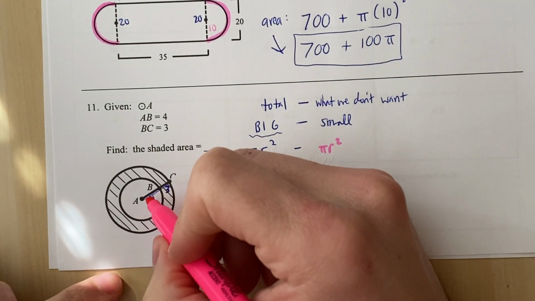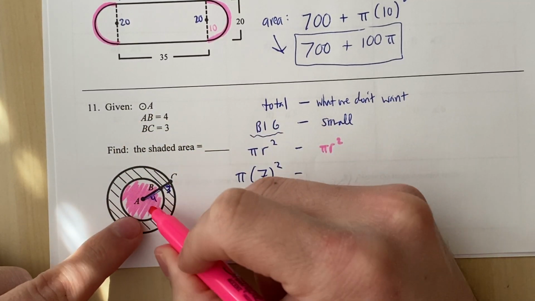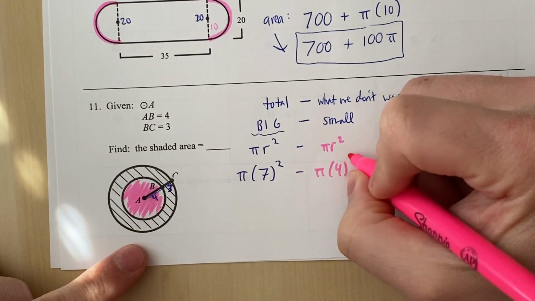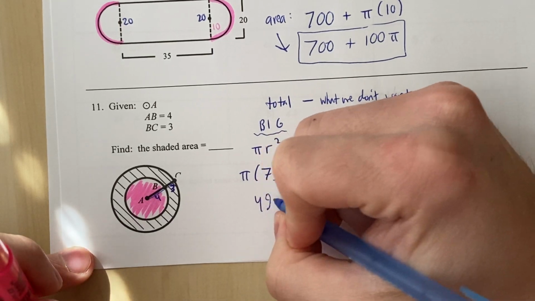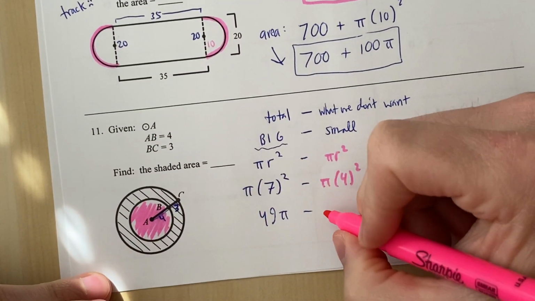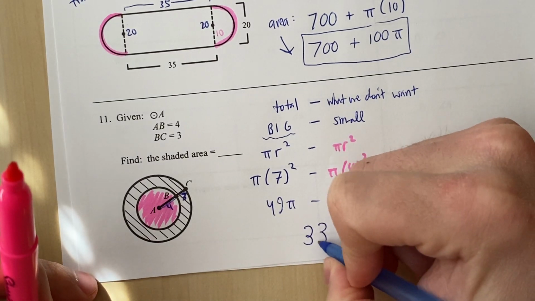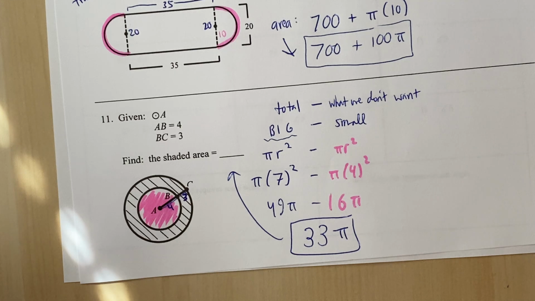Versus the small circle, which I'll color in pink, why not? If I want to get rid of that, the radius of that is just 4. So that's pi of 4 squared. So in the end, you have 49 pi minus 16 pi, which is 33 pi, is what's left over. Hopefully that makes sense. If not, sorry.